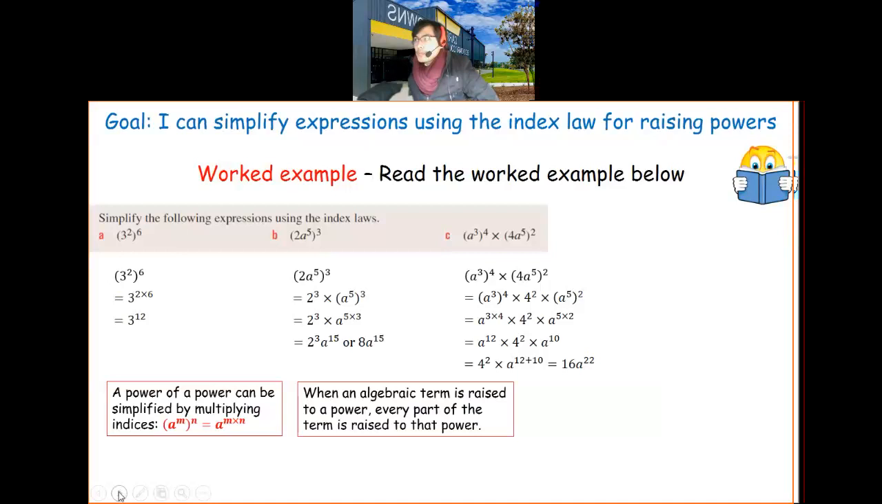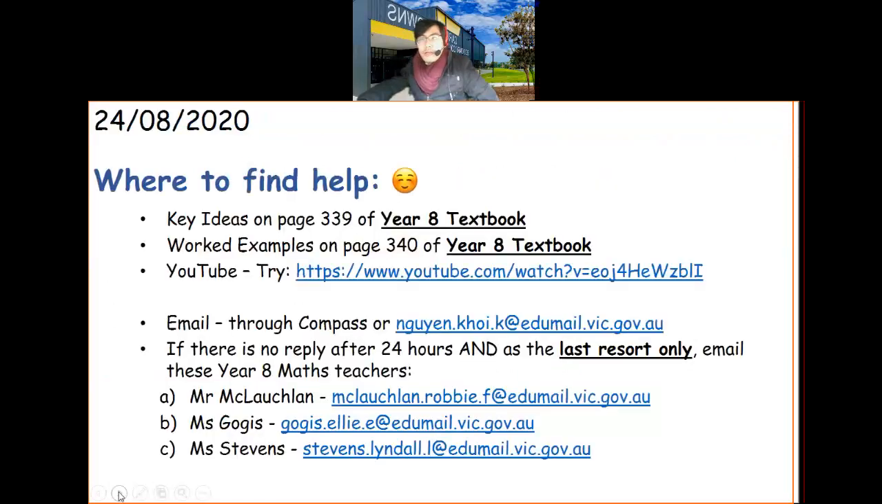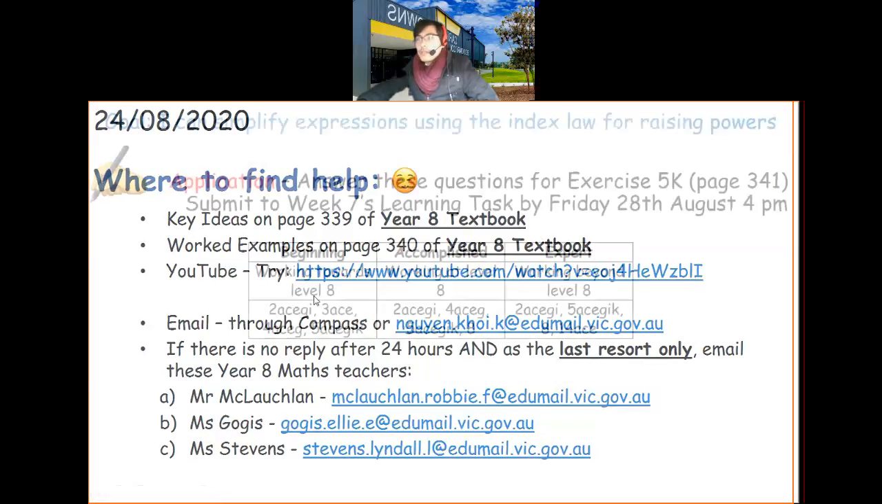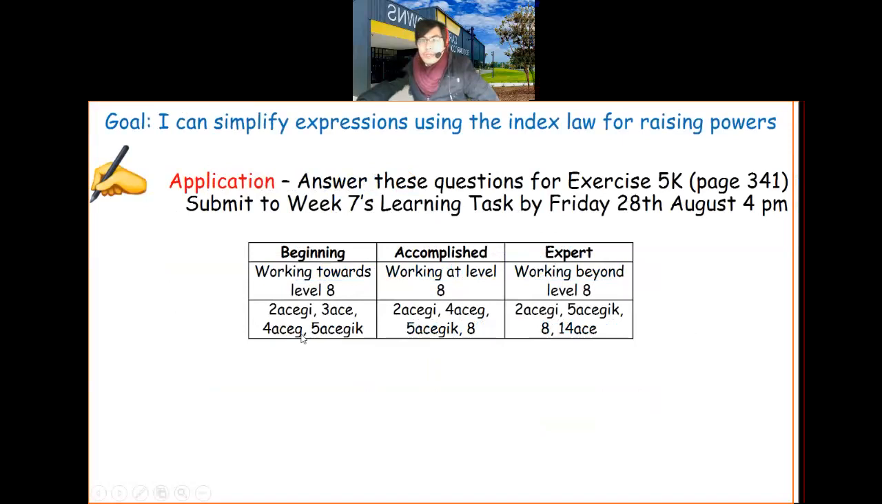Otherwise, if you need any help, you can find the key ideas on page 339 and the worked example on page 340. And also there is a YouTube video here for you if you need any help. All right. And then here would be your questions for this week for exercise 5K. Right. The due date is the 28th of August.